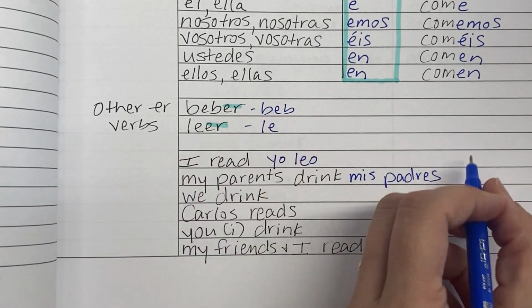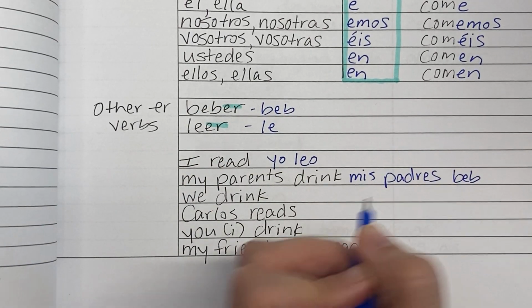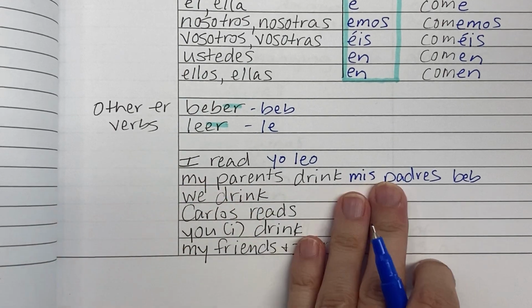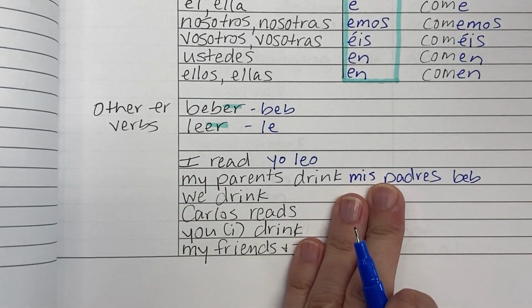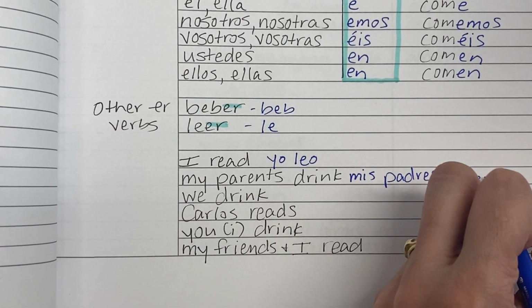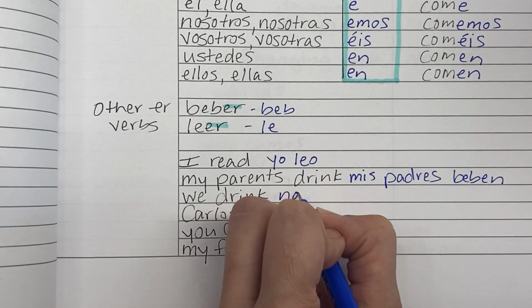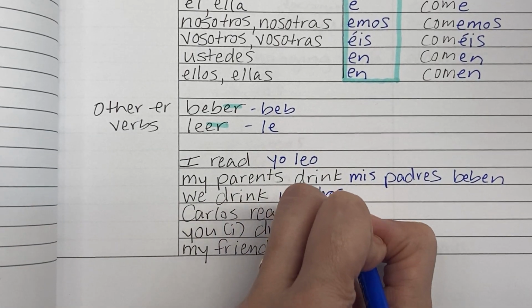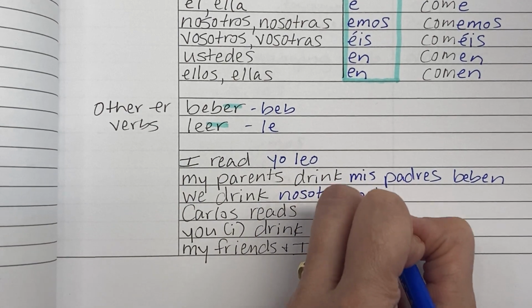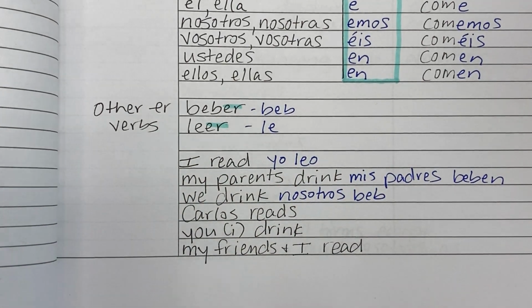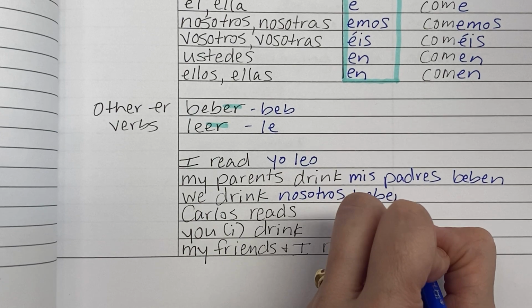My parents drink, so mis padres. And the stem for drink is beb. And the correct ending for my parents would be, their pronoun would be they. They drink, so beben. We drink. Nosotros is we. We have our stem here, beb. And for we, the correct ending is emos: bebemos.